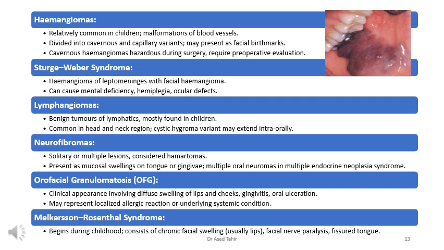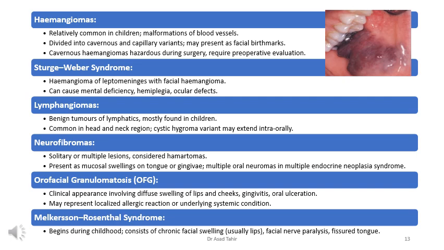Lymphangiomas: benign tumors of lymphatics, mostly found in children. Common in the head and neck region, the cystic hygroma variant may extend intraorally. Neurofibromas: solitary or multiple lesions, considered hamartomas. Present as mucosal swellings on the tongue or gingivae, with multiple oral neuromas in multiple endocrine neoplasia syndrome.